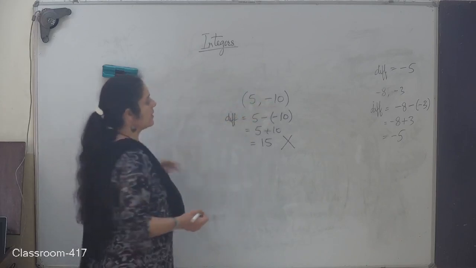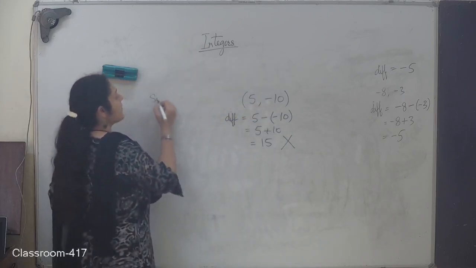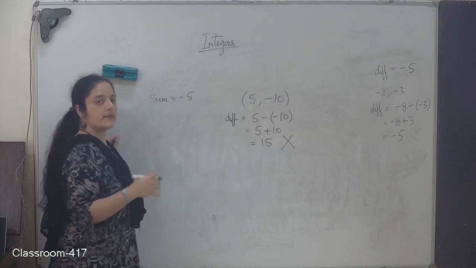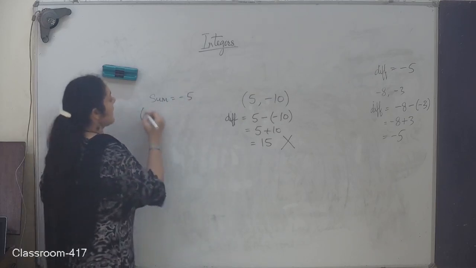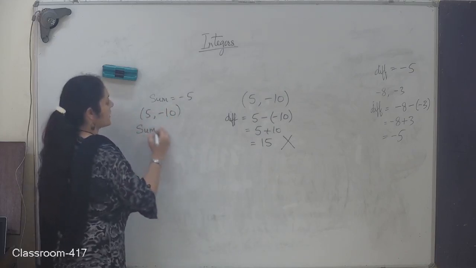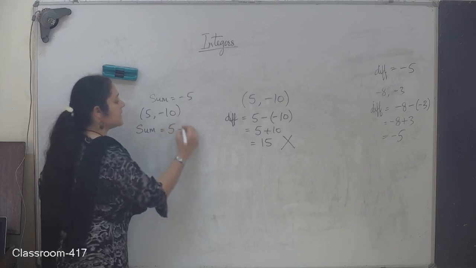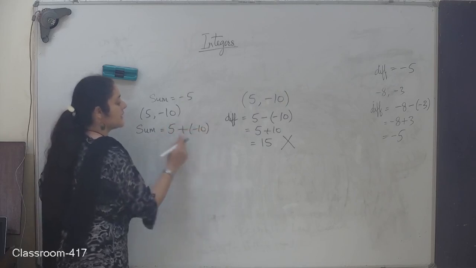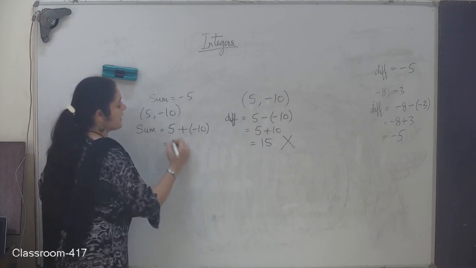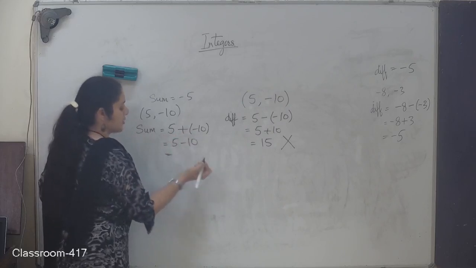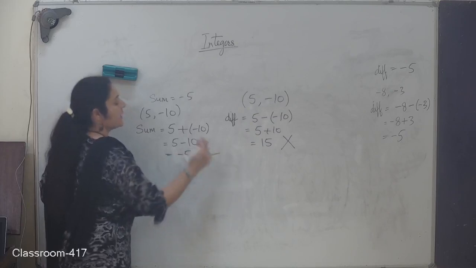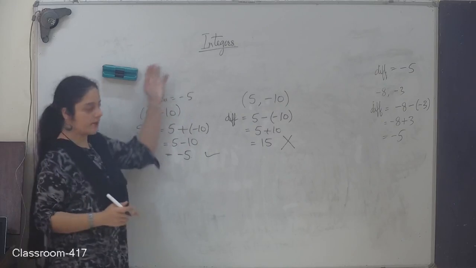Same pair, supposing I had said the sum is equal to minus 5. Let's see what happens. I'll write sum is equal to 5 plus minus 10, because I want the sum, so I will add. So this becomes 5 minus 10, which becomes minus 5. So then I get the correct answer. What I wanted, I have got.